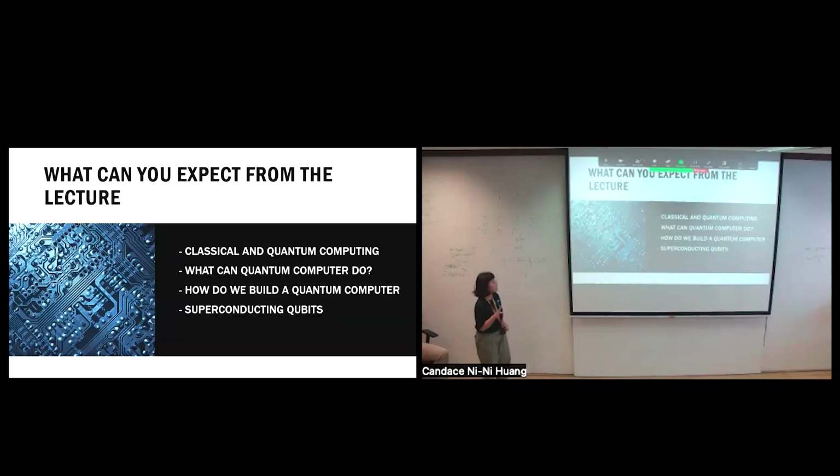So in this talk, we'll talk about four sections. The first thing is classical and quantum computing, the comparison of them, what kind of difference they can provide, and then what a quantum computer can bring to us, and then how do we build a quantum computer with superconducting qubits?